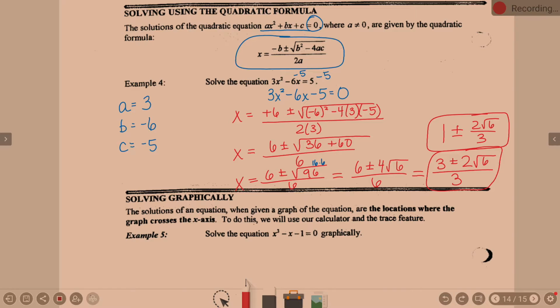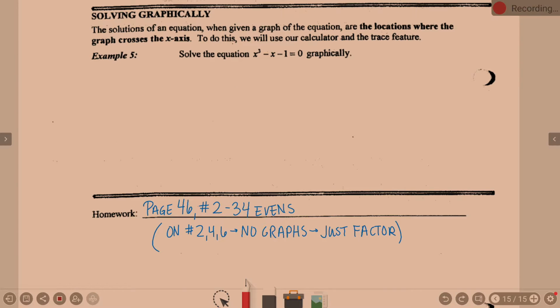Last thing we're going to do is solve graphically. Okay? Solving graphically means we have to graph it. Enough said, right? The solutions of an equation, when given a graph of the equation, are the locations where the graph crosses the x-axis. Did you catch that? So when we're trying to find the solutions, it's where the graph crosses the x-axis. Now, you'll notice here it says to do this, we're going to use our calculator and the trace feature. I'm also going to teach you a little bit more than just trace, because I'm going to teach you how to find the exact value.